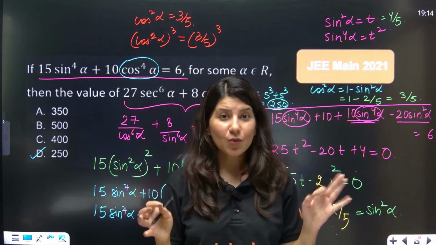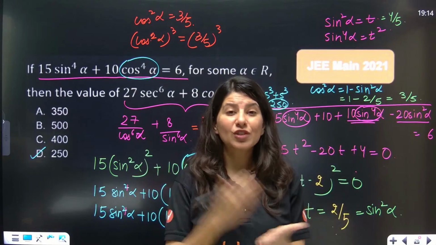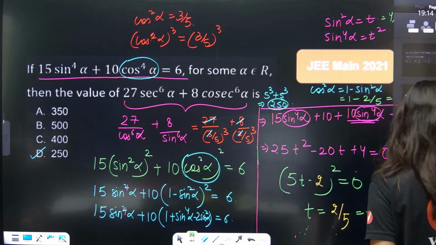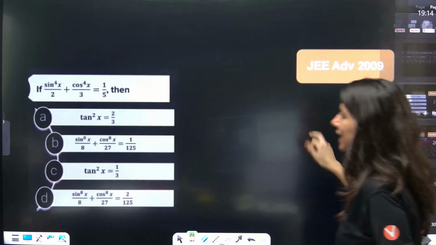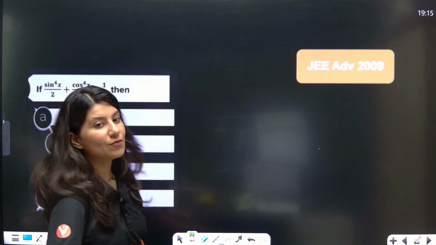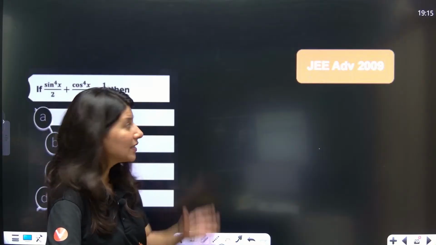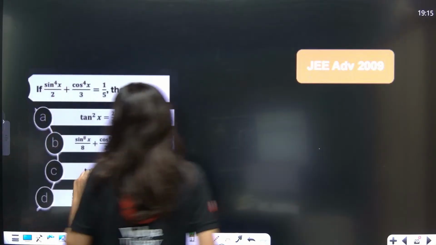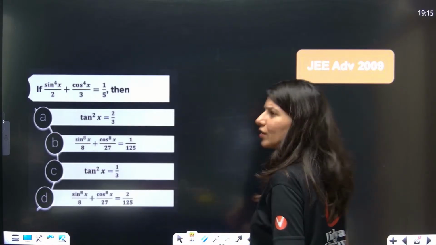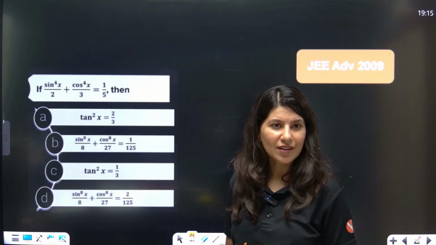Yes. Now will you be surprised if I tell you that this is a JEE Main 2021 question, but you know what? This was a JEE Advanced 2009 question. JEE Advanced 2009 question, exactly same. Can you see? Okay. All right. So, yes. You'll be like, no ma'am, this is not the same question. Not at all. I'll show you.